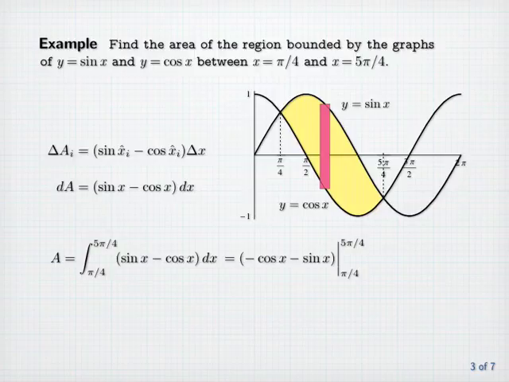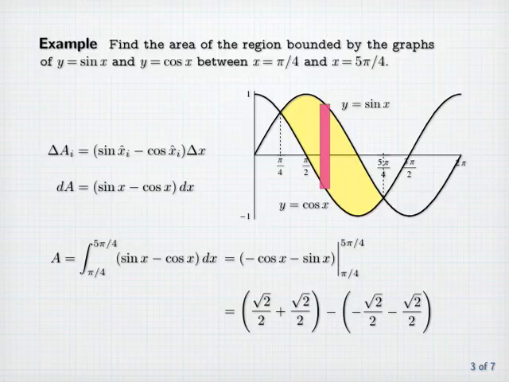Now 5 pi over 4 is a third quadrant angle, so we get negative values for both sine and cosine at 5 pi over 4. Those values are both negative root 2 over 2. So the value of minus cosine x minus sine x is plus root 2 over 2 plus root 2 over 2. Then we subtract the value at pi over 4. At pi over 4, both sine and cosine are root 2 over 2. So we're subtracting minus root 2 over 2 minus root 2 over 2.